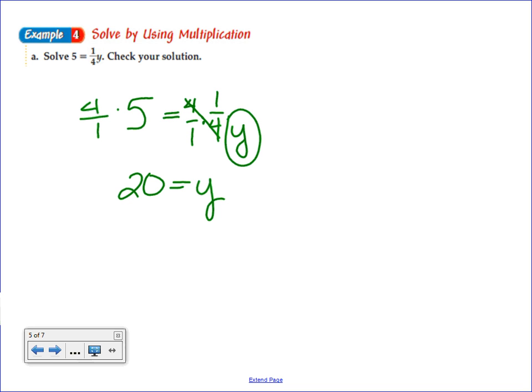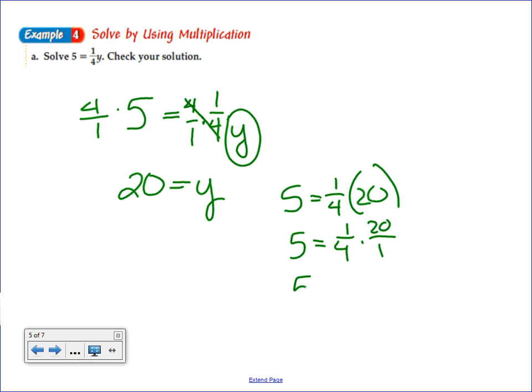You can check your answer if you want. Does 5 equal 1/4 times 20? Does 5 equal 1 over 4 times 20 over 1? Cancel those out. 5 equals 5, so we have the right answer.